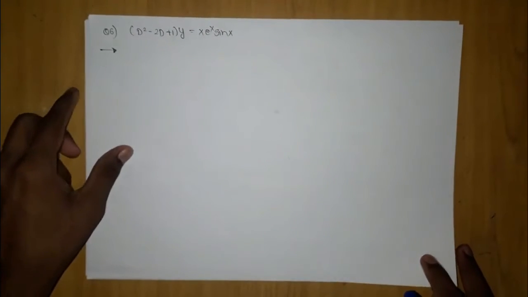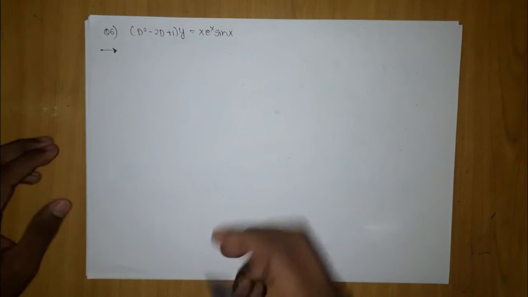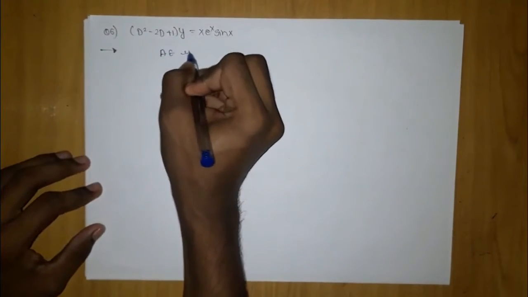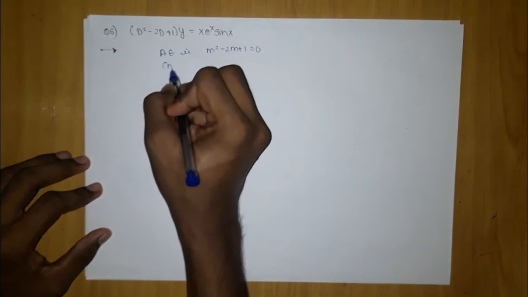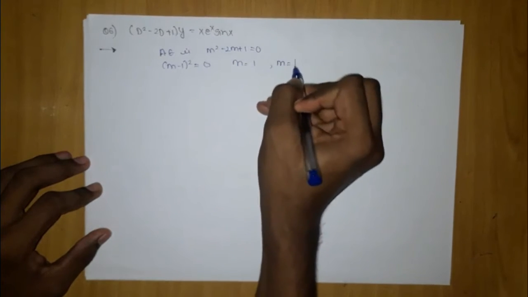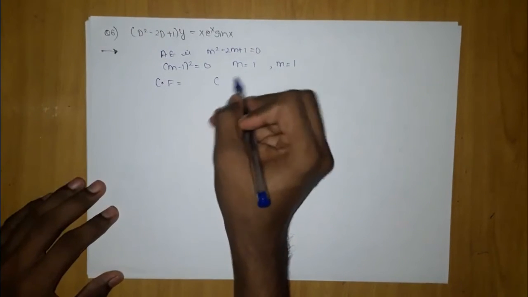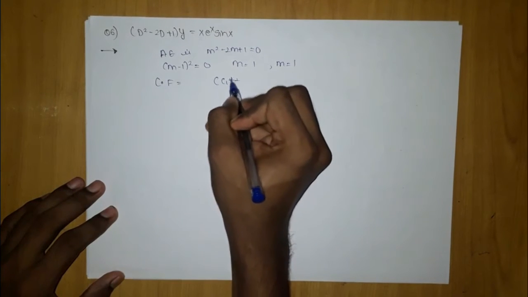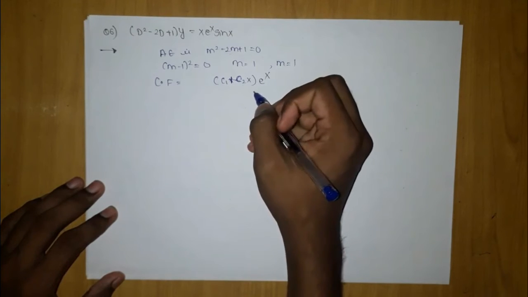So the next question which we are going to take is (D² − 2D + 1) y = x e^x sin x. Firstly, the auxiliary equation is m² − 2m + 1 = 0, giving me (m − 1)² = 0, which is m = 1 and m = 1, because two terms are there. Since the roots are repeated, the complementary function will be (c1 + c2 x) e^x.